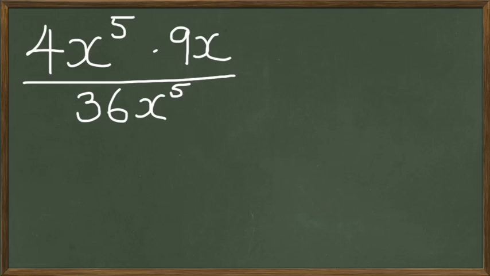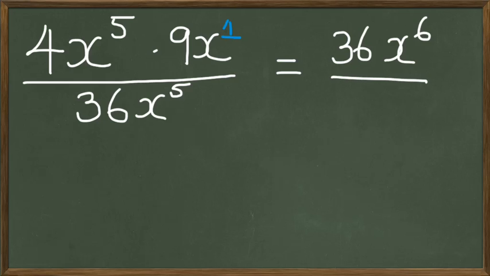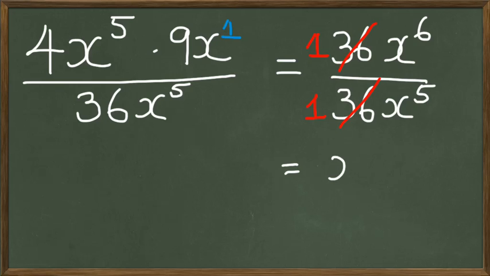We could actually expand the numerator out. 4 times 9 is 36, and x to the power of 5 multiplied by x to the power of 1 is going to give you x to the power of 6, and all that is divided by 36 x to the power of 5. And of course 36 divided by 36, they're going to cancel out each other to end up with 1, which means you're left over with x to the power of 6 minus 5, and that's simply x.